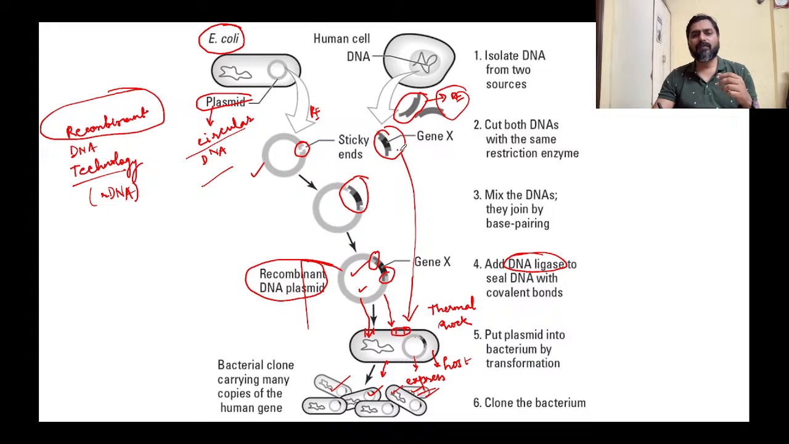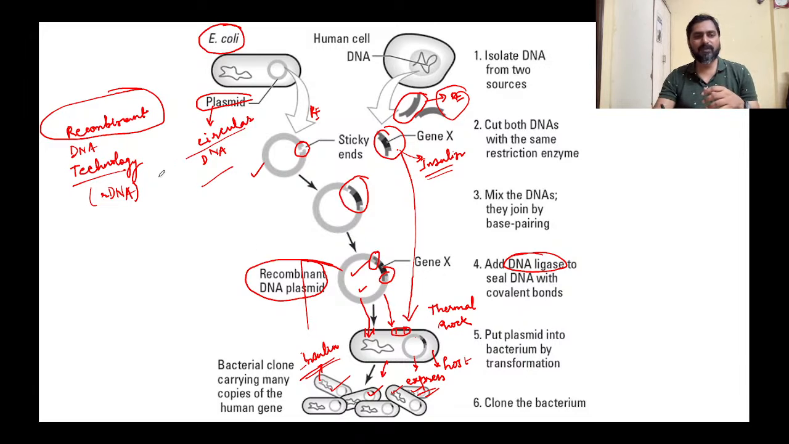Let us say this was your human insulin gene. These bacteria will start production of insulin, because the insulin gene will start to express itself and they will start to make insulin. Then we'll collect that insulin, purify it, and then it can be given to patients. So this is the general method that we use in case of gene editing.